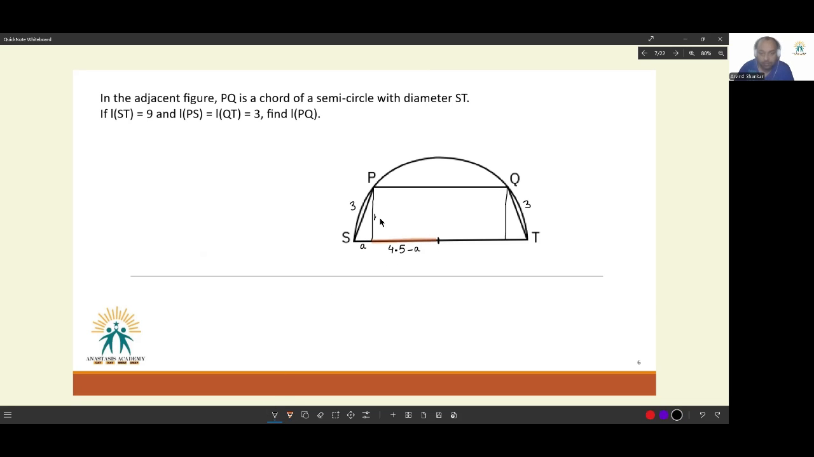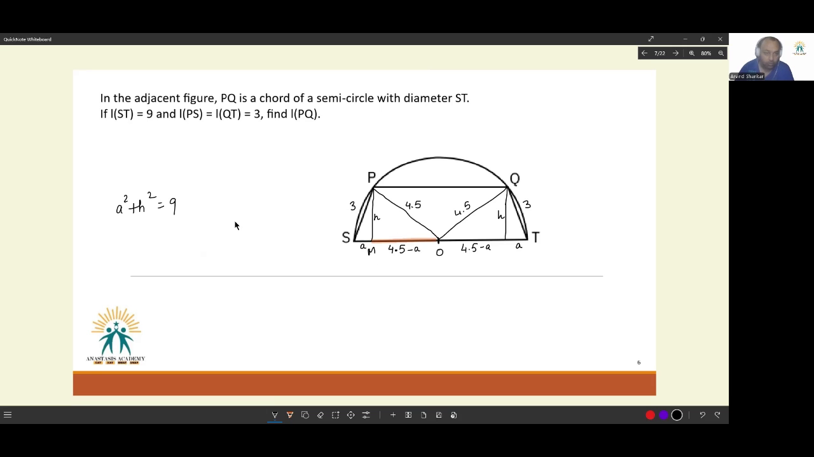This length here is 4.5 minus A. Okay, nice. If this is H, this length here will be 4.5 only. This is the radius from the center O to P. From the center O to P, the length will be 4.5 only. And a similar thing would happen on the right hand side also. This will be 4.5 minus A. This will be A. This will be H. So I have A square plus H square is equal to 3 square for triangle PSM.